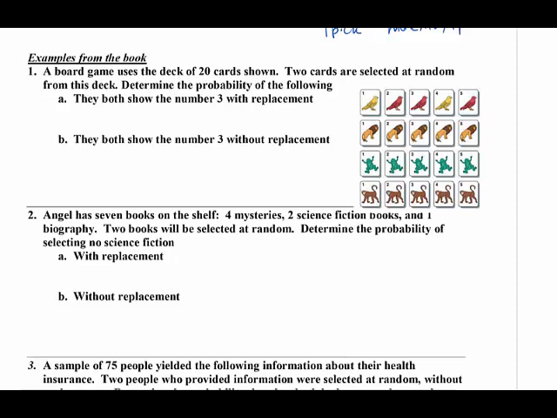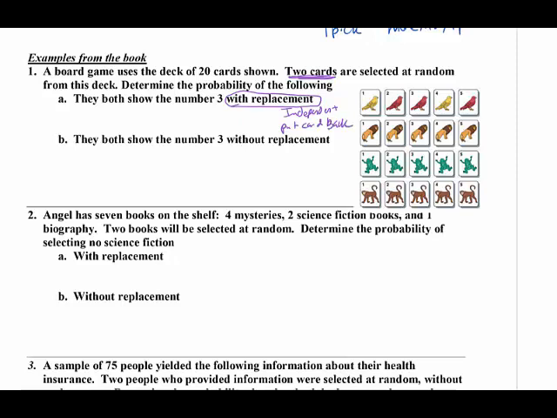It says 2 cards are selected at random from the deck. Determine the probability of the following. 2 cards. So that should already signal to you that I'm probably going to use an "and" probability, and I'm going to multiply. So first one, they both show the number 3 with replacement, which means you put the card back in. With replacement is independent because you put the card back, so it doesn't affect your second pick.